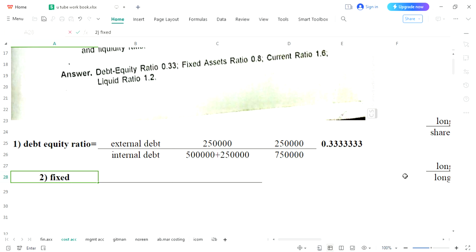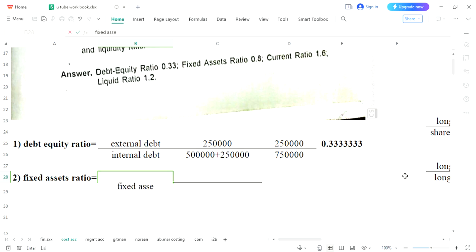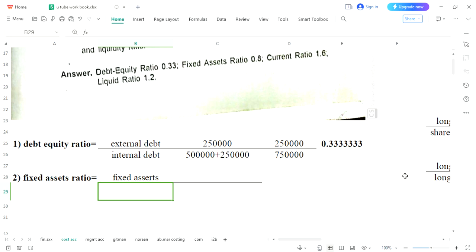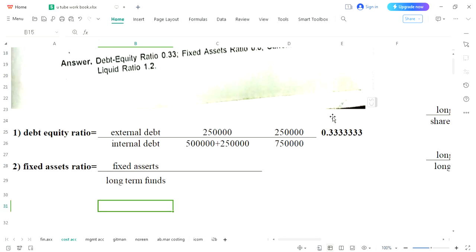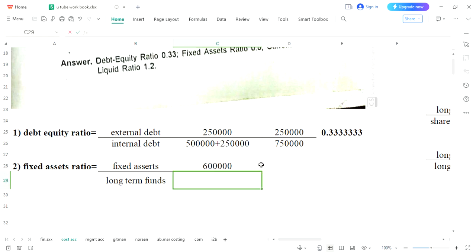Now second is fixed asset ratio, and for that what you need is fixed assets, and you will divide it by long term funds. Let's go back to the question. And luckily fixed assets are given by name, so we don't need to calculate. Fixed assets are given as 6 lakhs. So you will directly put the amount 6 lakh and then long term fund. For that we need to have the formula.